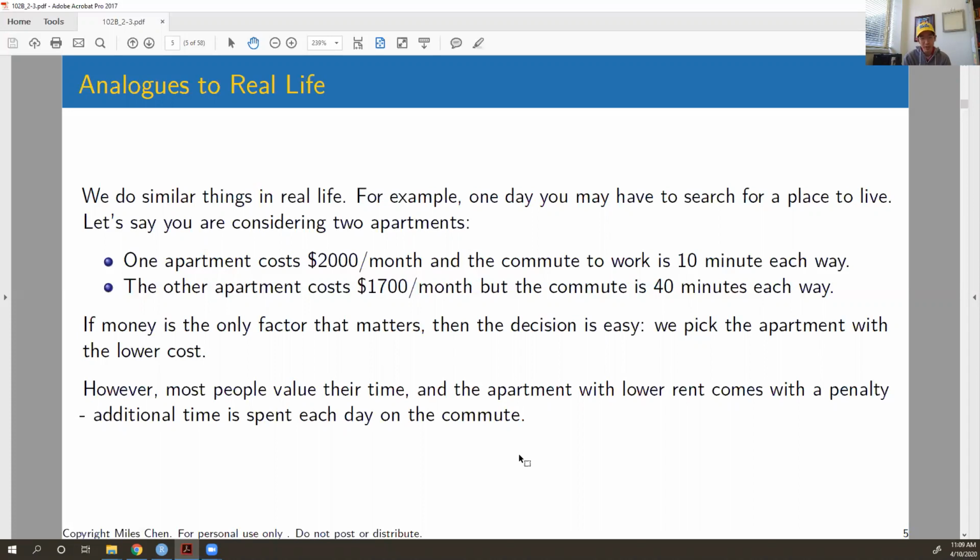The other apartment costs $1,700 a month, okay? So it's $300 less a month, but the commute is 40 minutes each way, all right? So you're going to spend 40 minutes there, 40 minutes back, an hour and 20 minutes commuting.